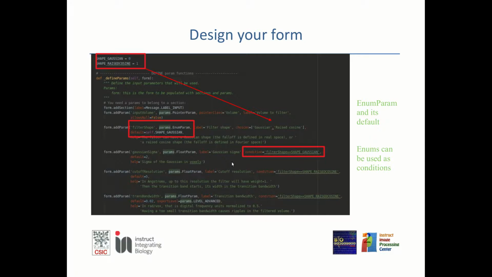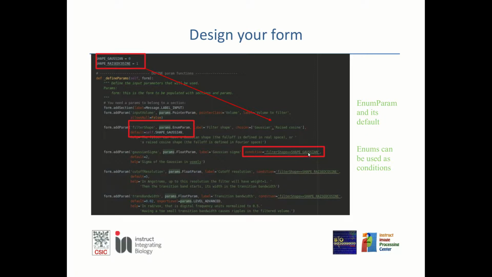And then you can also put conditions on the rest of the parameters. So for instance, this parameter, this Gaussian sigma, only makes sense if your choice is Gaussian. So you can put this condition in the definition of the parameter in the form. So you can say condition filter shape is equal shape Gaussian. So if you have chosen filter shape equal Gaussian, then this is shown. Otherwise, you can see that these two other parameters are conditioned to having selected raised cosine.